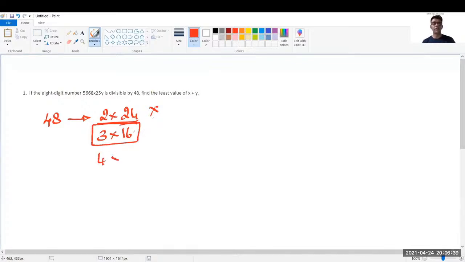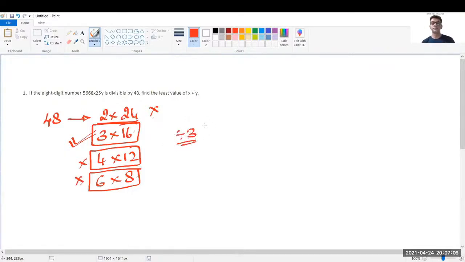Remember, 48 is also 4 into 12, but 2 divides both 4 as well as 12. 48 is also 6 into 8, but 2 divides 6 and 2 divides 8. So the rule that I have to apply is the divisibility rule of 3 and the divisibility rule of 16. So what is the divisibility rule of 3? Remember, sum of the digits. And what is the divisibility rule of 16? Last 4 digits.